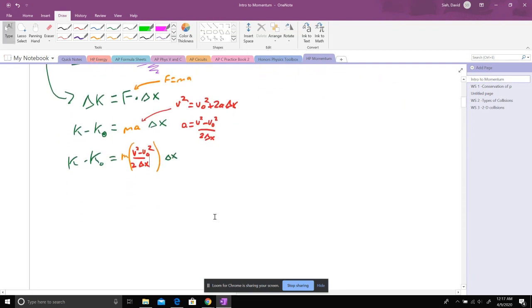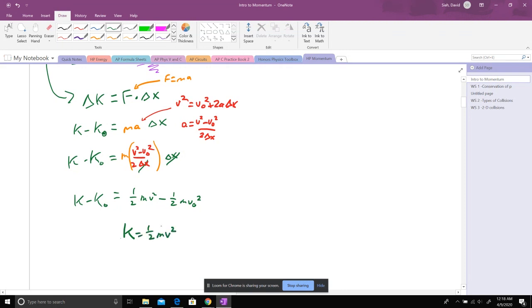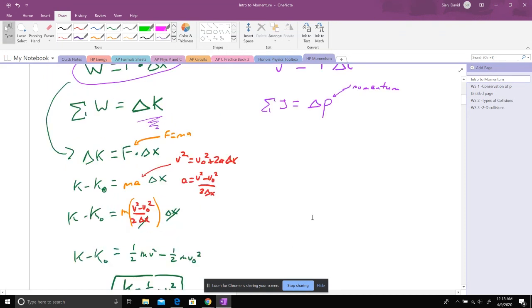And if I continue on with this, this delta x here and this delta x there canceled each other out. And if I go ahead and distribute that half and the m, we wind up getting this. Look, we got a 1/2 m v squared minus a 1/2 m v naught squared. What's this thing that I'm changing when I do this work and I apply this force through a distance? It changes this 1/2 mv squared thing. That's our formula for kinetic energy. Kinetic energy is 1/2 the mass times the speed squared. And that's what work changes. It changes the kinetic energy or the energy of the system.